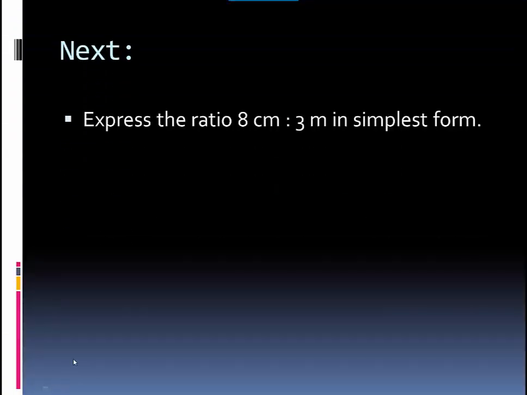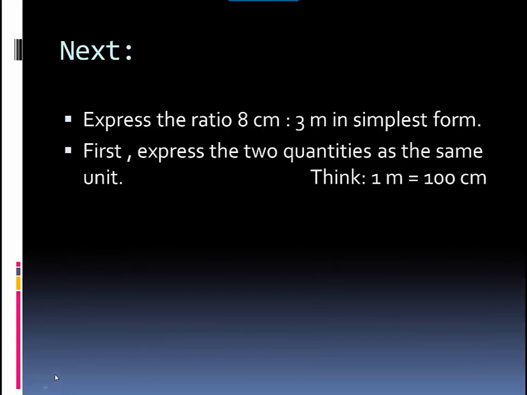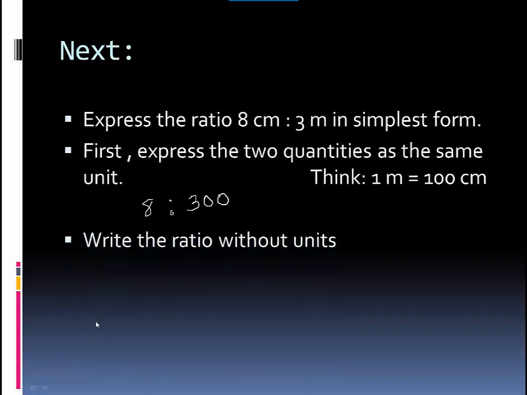Next, let's express 8 centimeters to 3 meters in simplest form. First, we're going to have to express the two quantities as the same unit. Think, 1 meter equals 100 centimeters. If I multiply that by 3, I'm going to have 300. Now, I wrote the ratio without units.